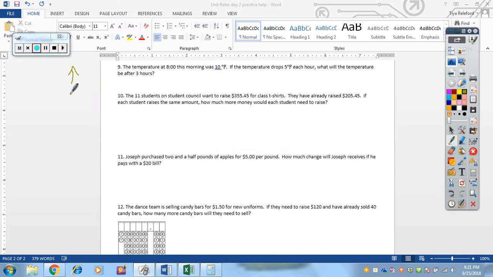Number 9 is a temperature problem. I cannot help you if you do not draw a number line. The temperature at 8 o'clock this morning was 10 degrees Fahrenheit. That's a positive. If the temperature drops 5 degrees each hour, what will the temperature be after 3 hours? So 3 hours, first hour, 5 degrees. Second hour, 5 degrees. Third hour, 5 degrees. I'm going down, right?